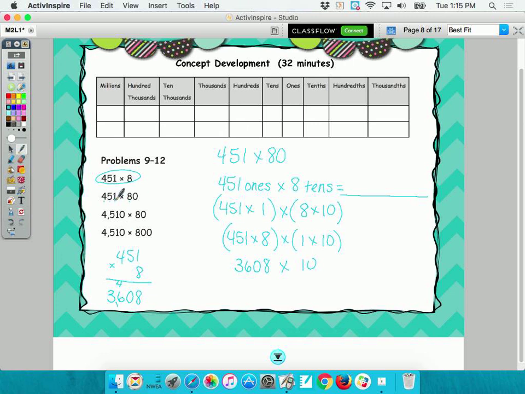Okay, so now the answer to this, don't put the comma in yet, is what? 36,080. Okay, how do I write that in unit form? 36,000. No. Raise your hand. I'm going to get you thinking here for a minute. This is going to be long.